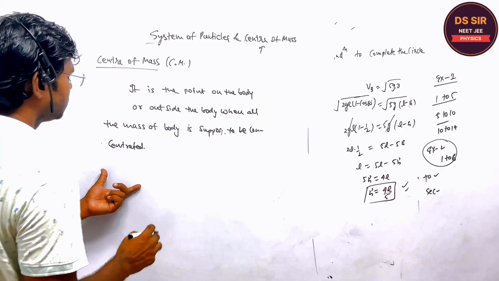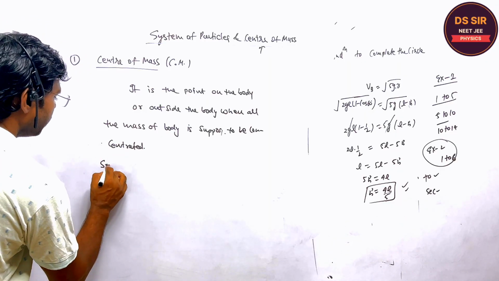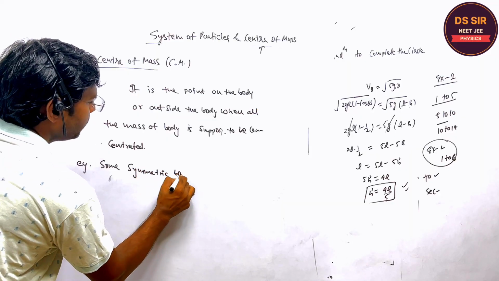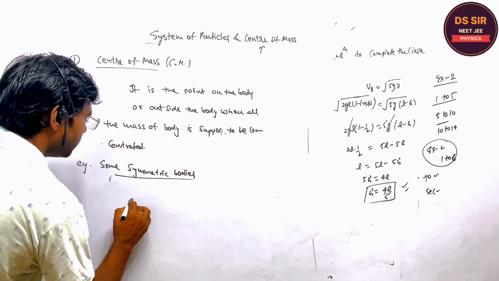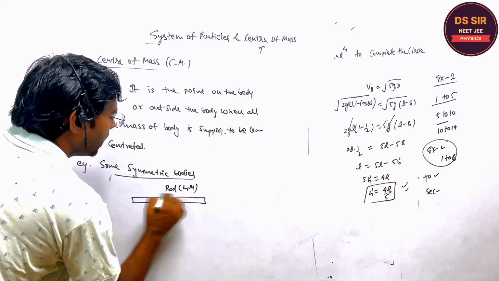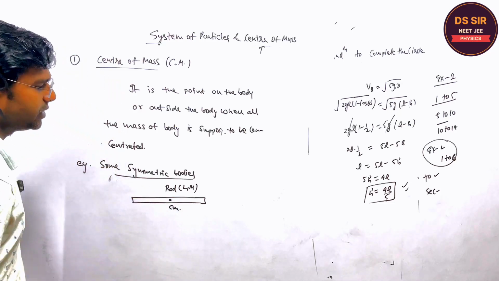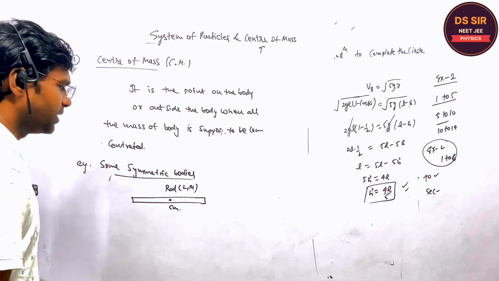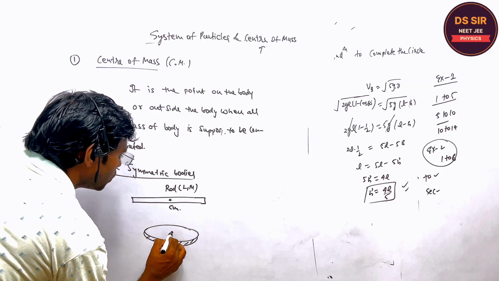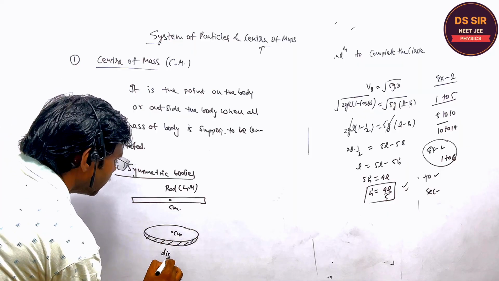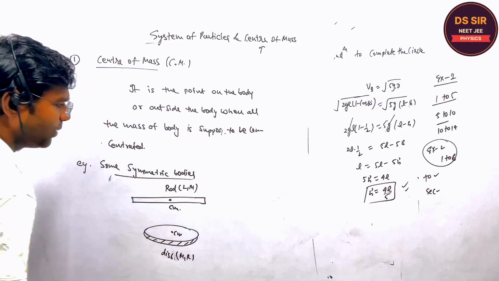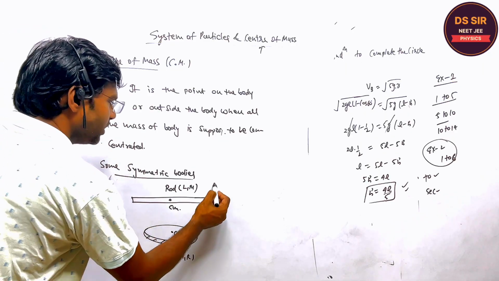What does it mean? Suppose this is a rod, some symmetric body, for example, some symmetric bodies I am talking about. If this is a rod of length L and mass M, where is the center of mass of this body? In between this, right? If you consider a disc of mass M and radius R, where does the center of mass lie? In between this. Are you getting or not?